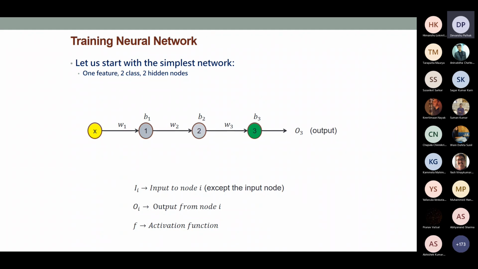Before I get into the technical stuff, a few quick notations. Every node will have an input, because it is receiving information from the previous layer. I denote by capital I_i the input to node number i, except for the input node. Then for every node I will have an output, denoted by O_i, that means the output from node i.